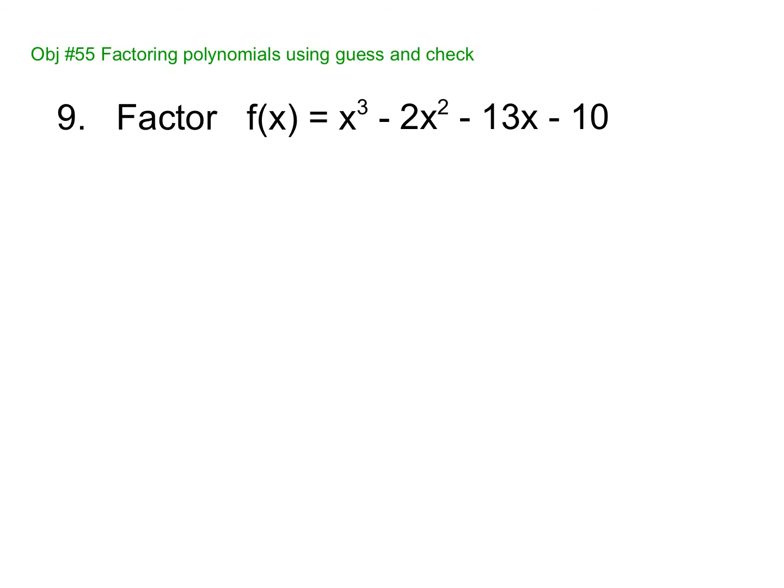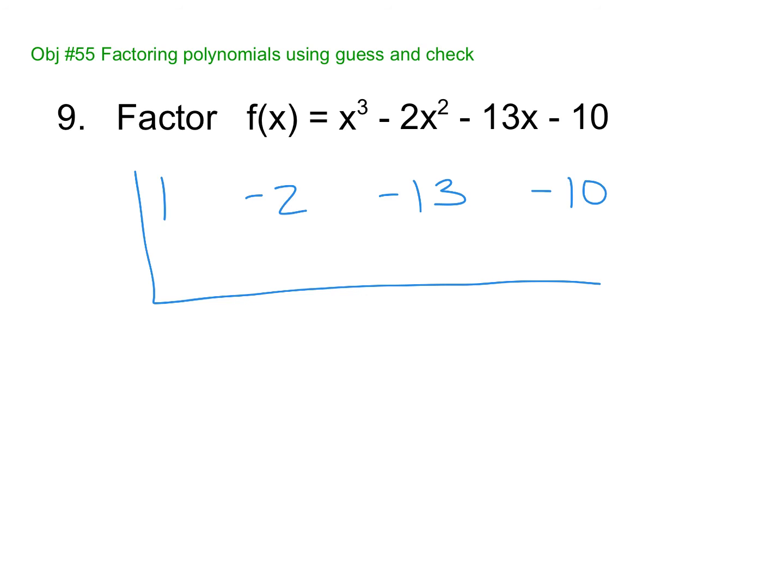All right, same idea. We've got 1, negative 2, negative 13, negative 10. What are our possible factors? Plus or minus 1, plus or minus 2, plus or minus 5, and plus or minus 10. All right, so I'm going to pick one that I know is wrong just so you can see what it looks like. I'm pretty sure 10 is not going to work.